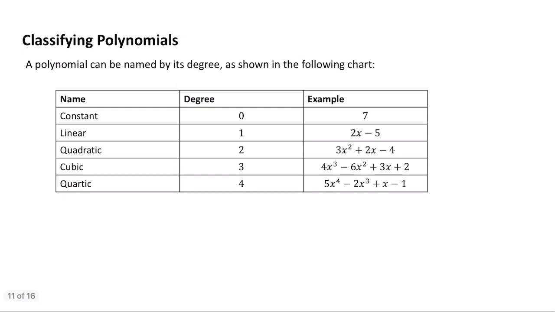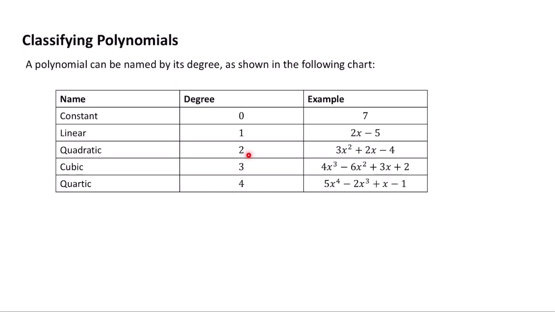So we can also classify polynomials by their degree. Before, we were talking about polynomials in terms of how many terms they had. So we had binomials, trinomials, and polynomials for anything beyond that. By classifying by degree, we're saying that if it has an overall degree 0, then it's going to be a constant. Okay, so like 7 is a constant. If it has an overall degree 1, then it's linear. Okay, so we have 2x minus 5, which is linear.